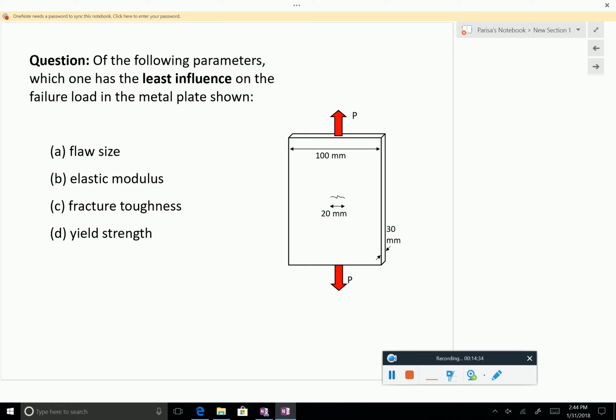So you can talk to each other and decide which one of these has the least influence on fracture load.